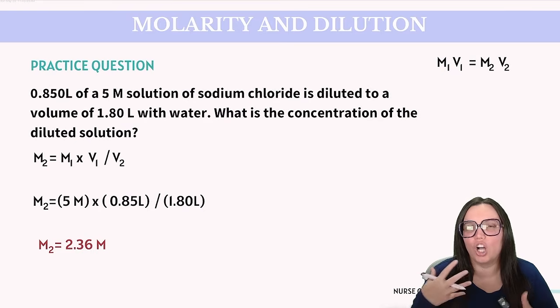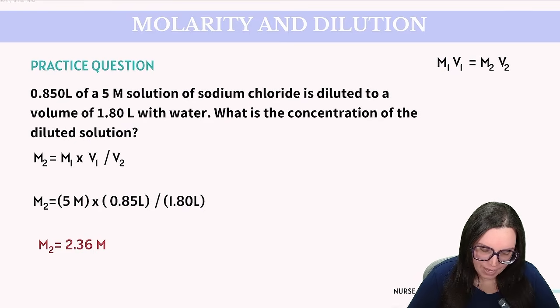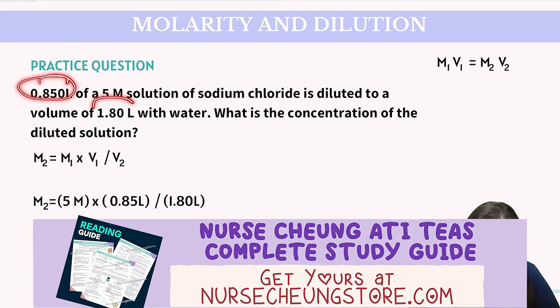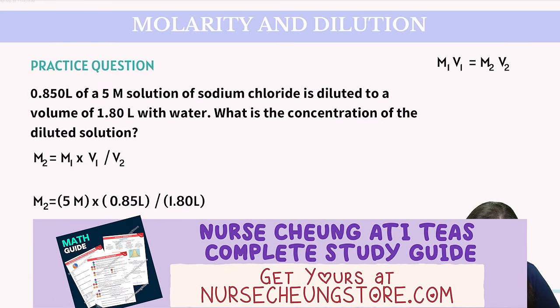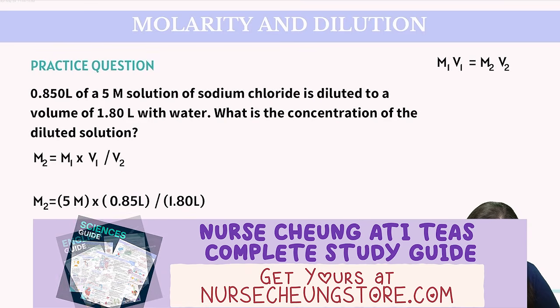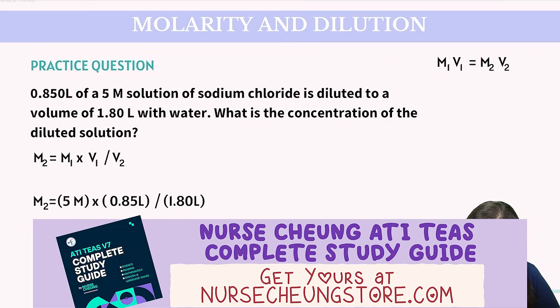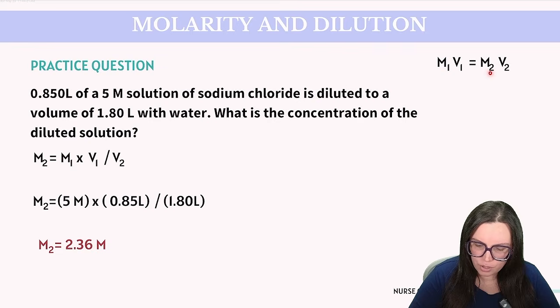So let's take a look at a more complex problem. We have 0.850 liters of a 5M solution of sodium chloride diluted to a volume of 1.8 liters. So we have our original volume and our new volume here with water. What is the concentration of the diluted solution? So we start with our equation. We have M1 multiplied by V1 is equal to M2 multiplied by V2. So that's just your first molarity, your first volume, your second molarity, your second volume. So here we need to figure out what our second molarity is if we dilute the solution to 1.8 liters.